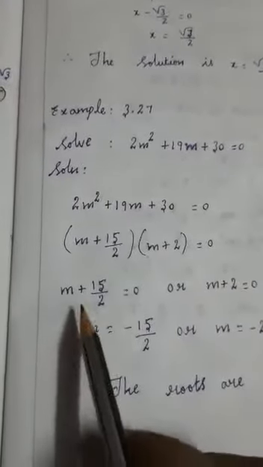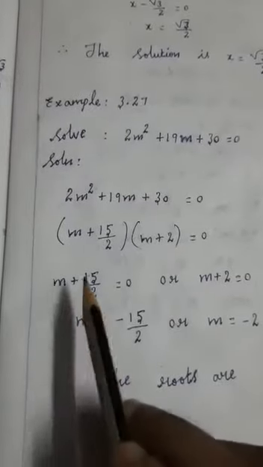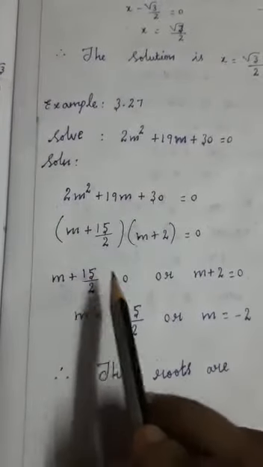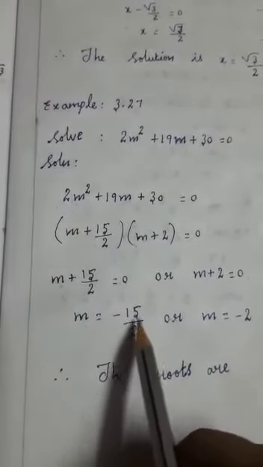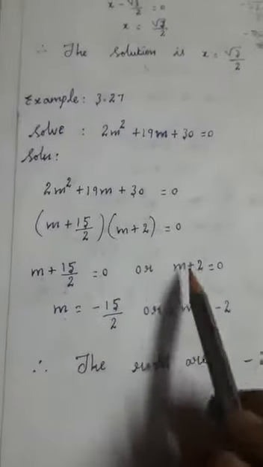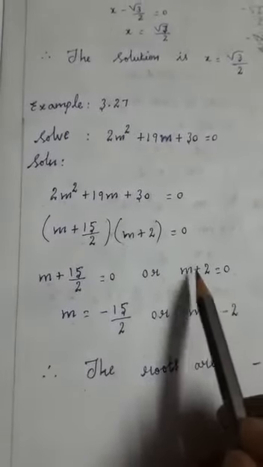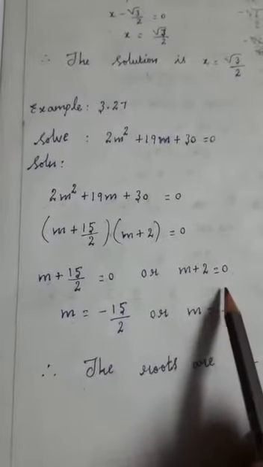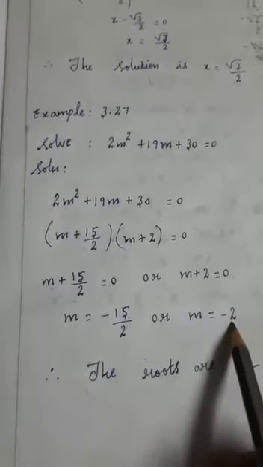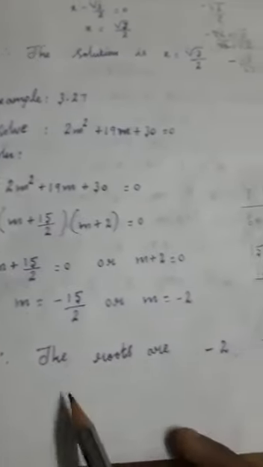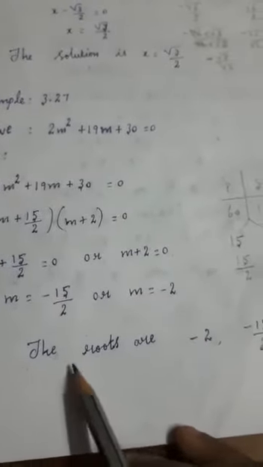The next part: only the m value needs to be found. m is equal to plus 15 by 2; if you bring it to the right side, that is minus 15 by 2. Or here also, m plus 2 is equal to 0, so m is equal to plus 2; if you transpose it to the right side, that is minus 2. So what factors have we got? The roots, that means the factors, are minus 2 and minus 15 by 2.